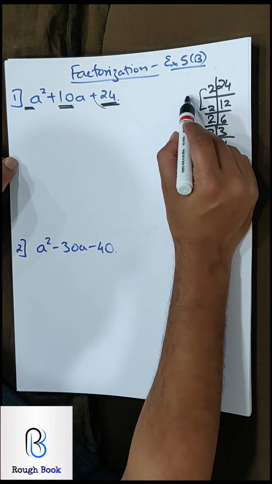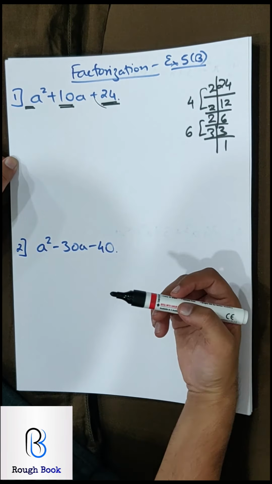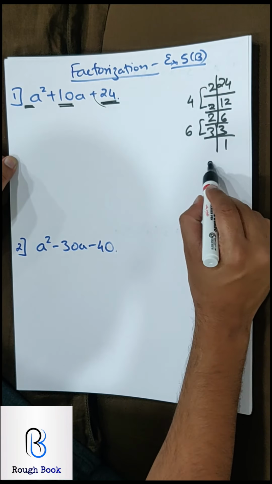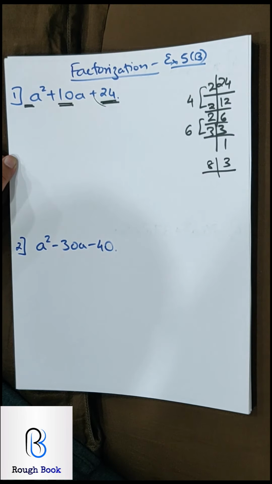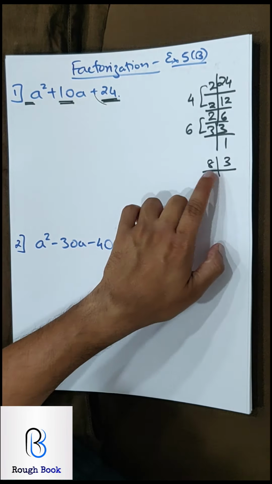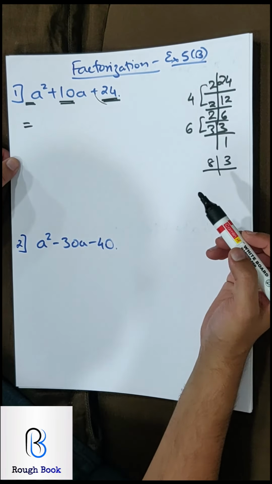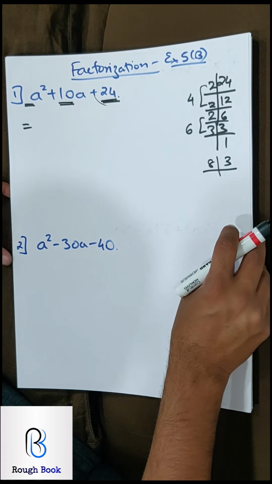So if I take 2 2s are 4 and 2 3s are 6. 6 and 4 becomes 10. I could have taken 2 2s are 4, 2 4s are 8 and 3. If I take 8 and 3, will this help me to make the factors? Obviously no. Because 8 plus 3 will give me 11. So how should I go about this? 6 and 4. Now some rules that we will follow throughout this exercise so that we never go wrong.